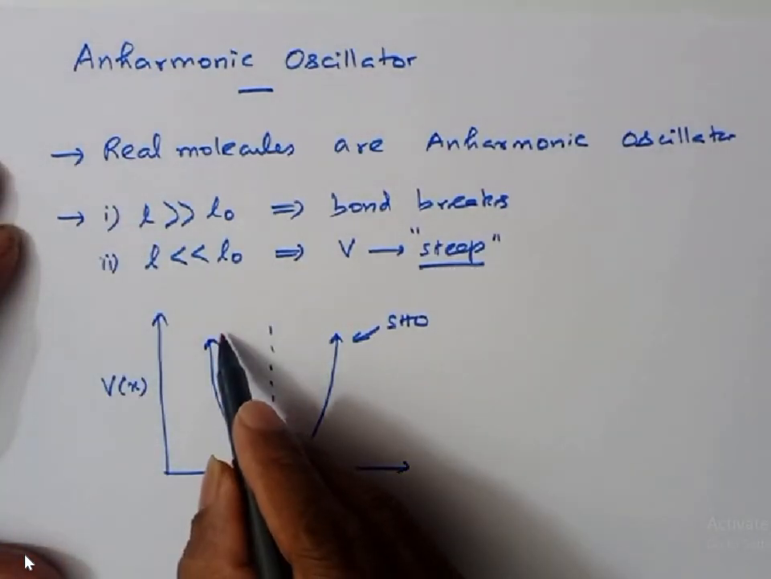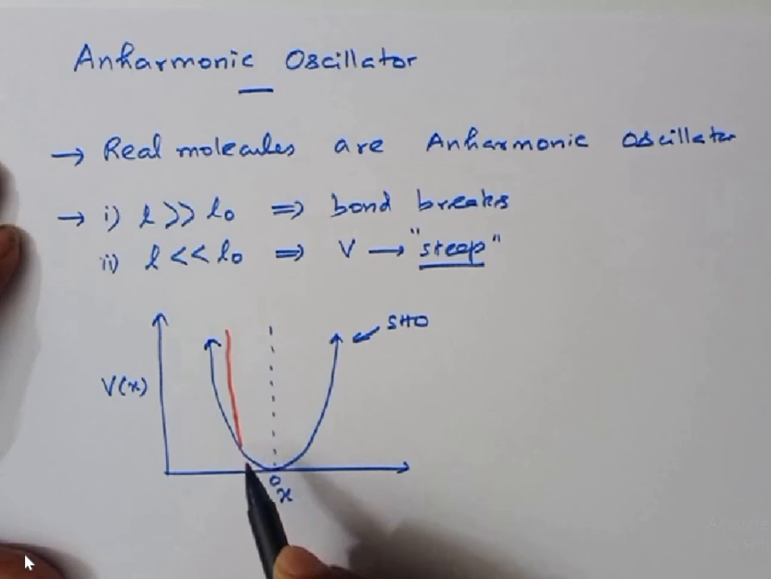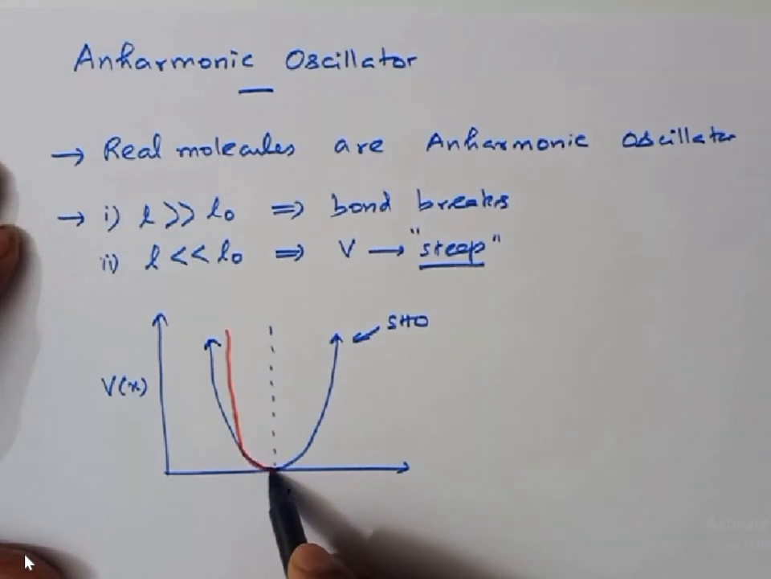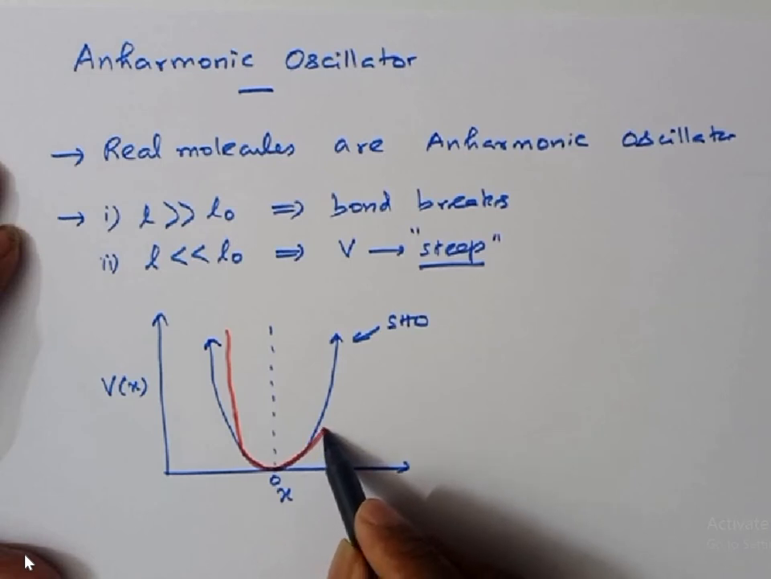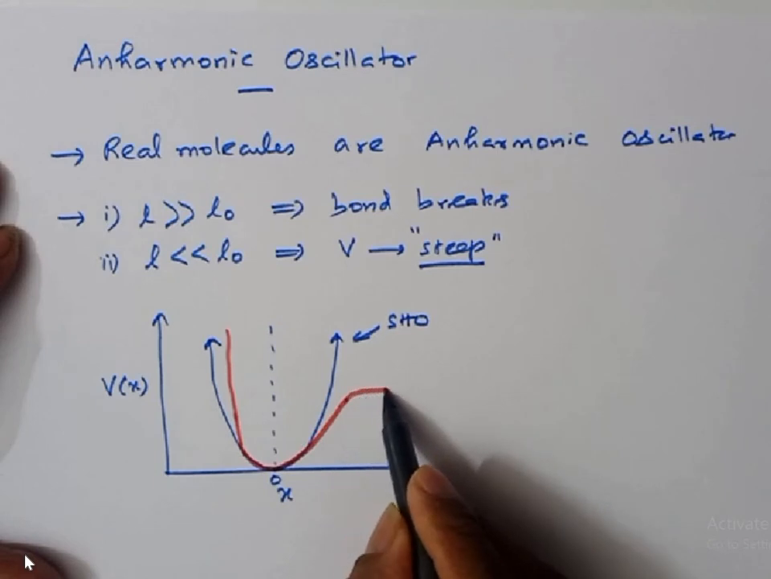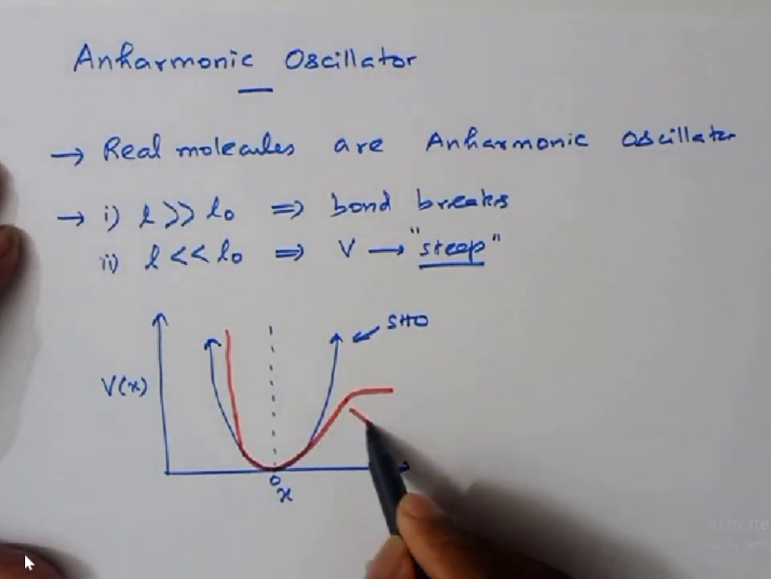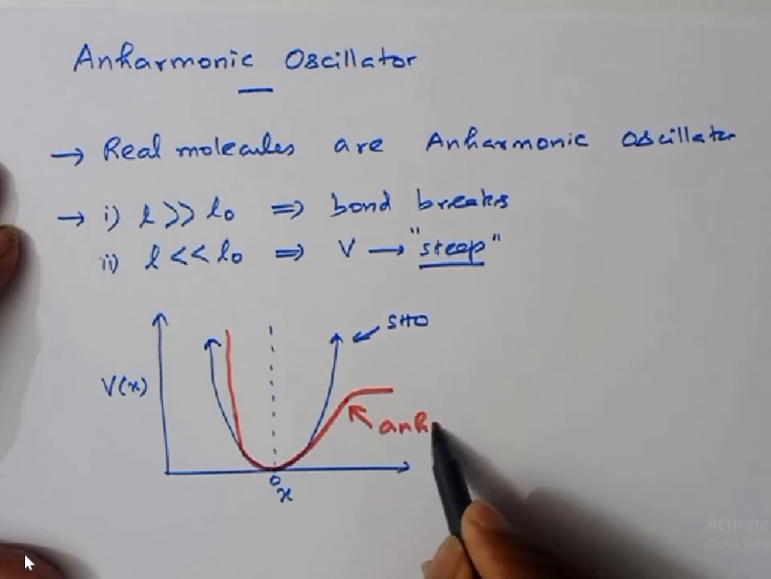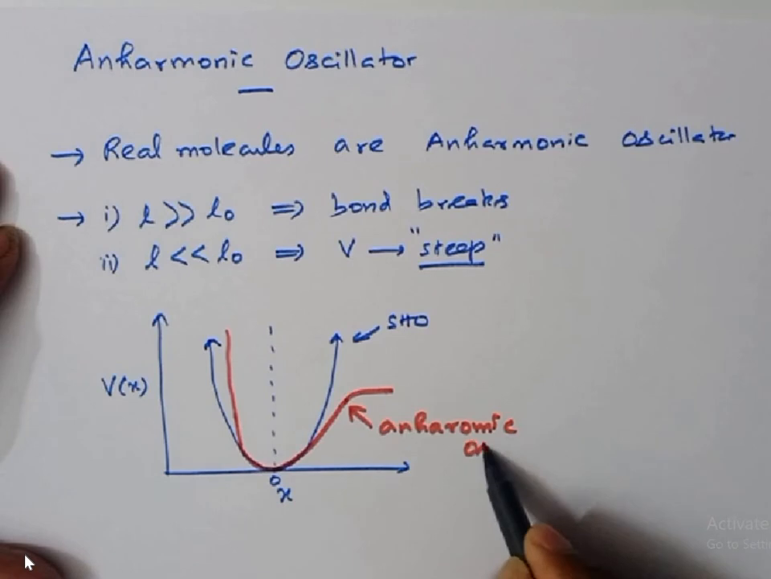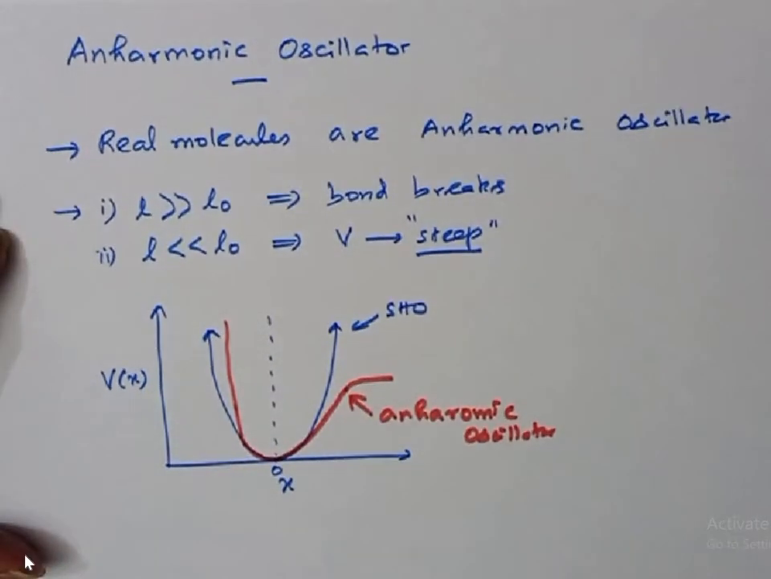Therefore, the potential energy curve appears like this. For compression, potential energy goes like a steep curve. Okay, and in elongation, potential energy increases, and after a particular distance, what will happen? The bond breaks and potential energy becomes constant. Okay, so this red line indicates the behavior of real molecules. So this is called an anharmonic oscillator. Real molecules actually follow this anharmonic potential energy curve.